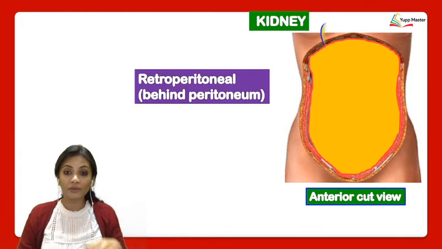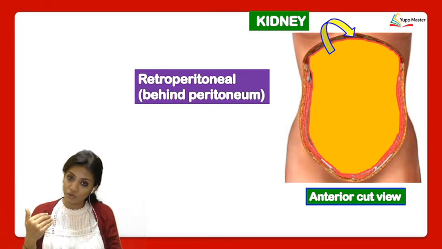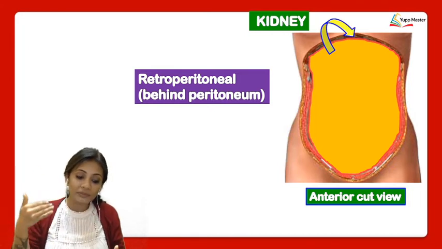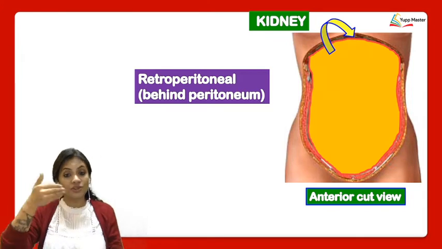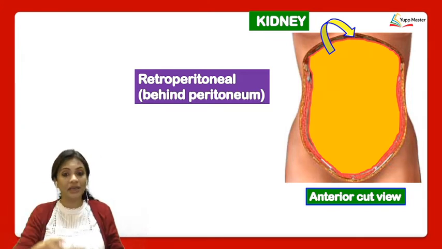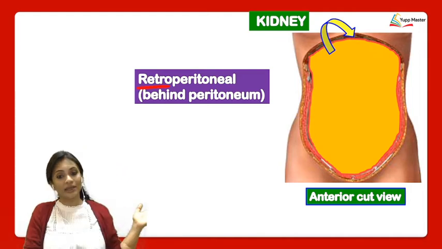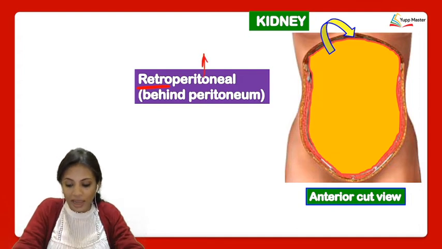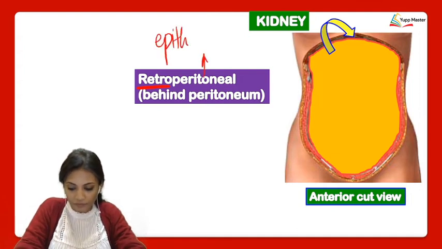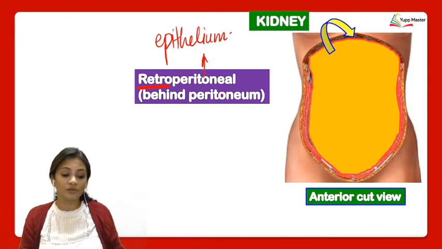But when we talk about the kidneys, can I say that the kidneys are placed behind the peritoneum? And because they are placed behind the peritoneum, these kidneys may be called retroperitoneal, that is behind the peritoneum, because retro basically means behind. What is peritoneum? Peritoneum is nothing but epithelium. Epithelium is a type of tissue and that's what peritoneum is made up of.